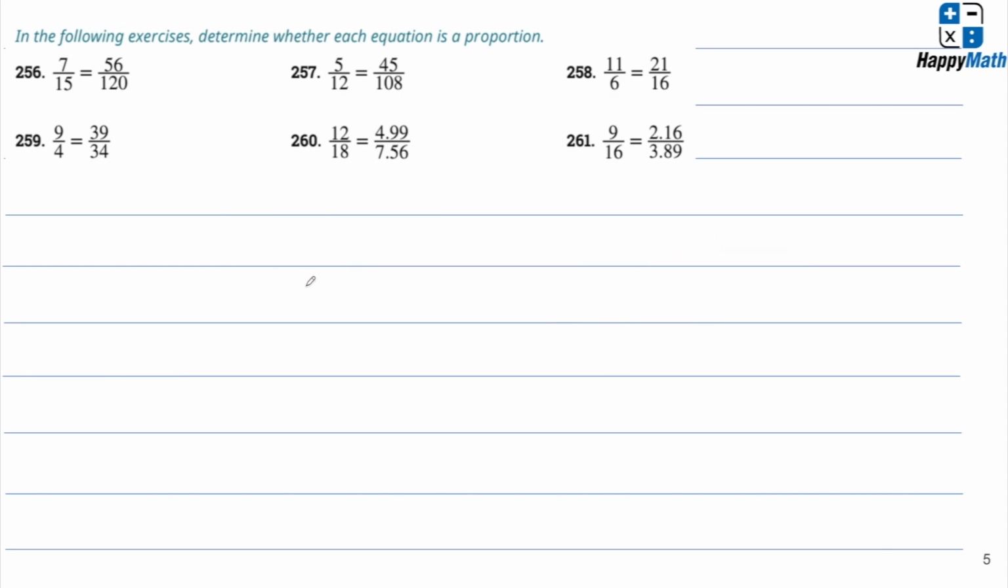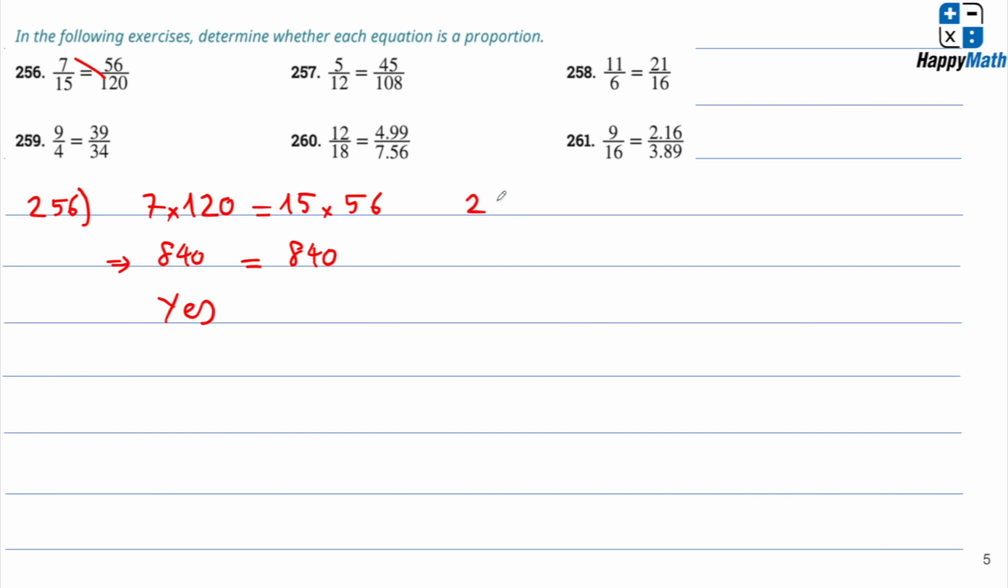Okay, so let me try this one first. 256, the cross line will tell you 7 multiplied by 120 and 15 multiplied by 56. Is that true or false? Yes or no? Let's check this out. This one will be 840, and then the other one will be 840. Because these are equal, yes, this is a proportion.